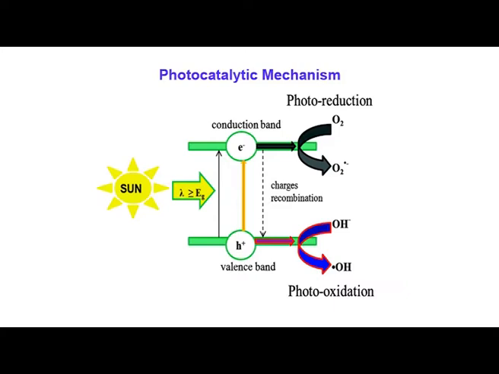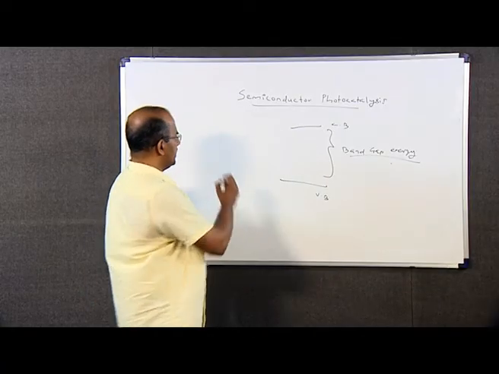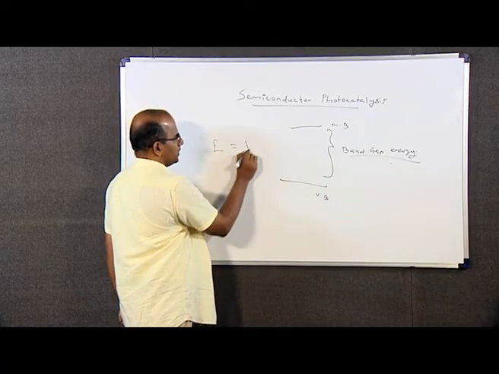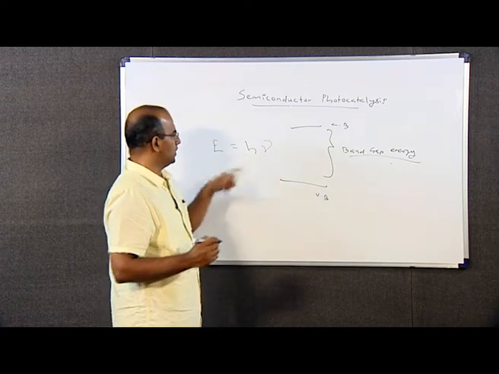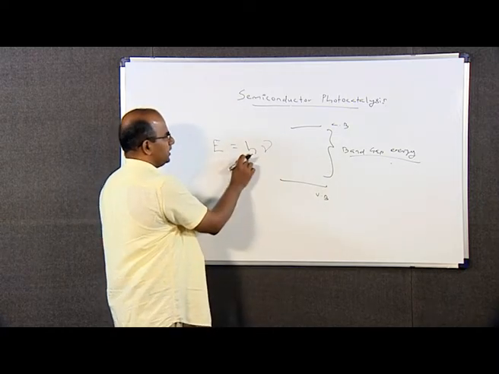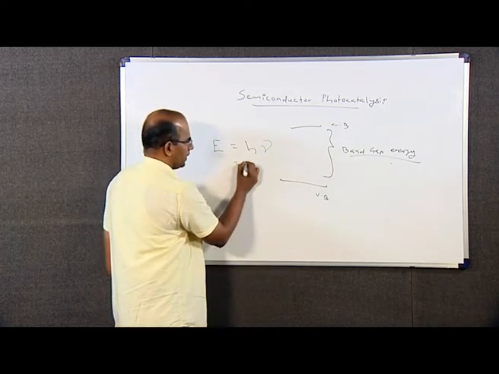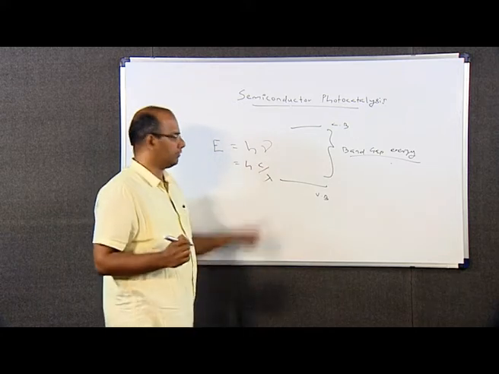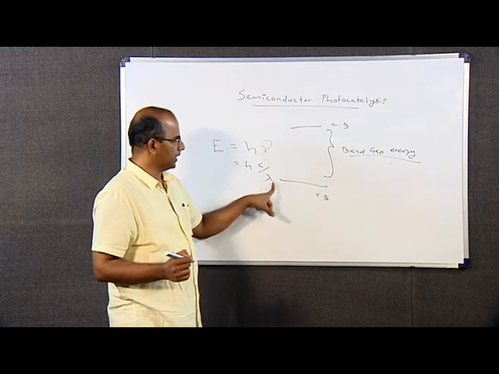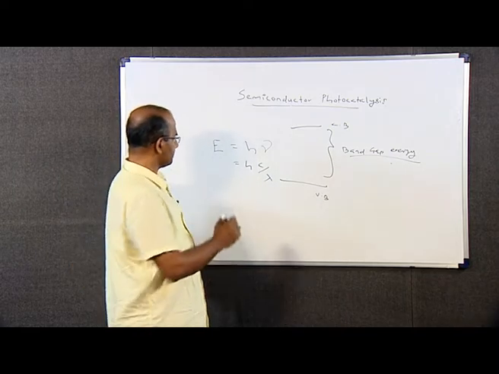Now, we will explain how this photocatalysis happens, or I can explain the photocatalytic mechanism. As I told you, the semiconductor contains a valence band and a conduction band, and the energy difference between the valence band and the conduction band is known as the band gap energy. We can express this energy by an equation, E = hν. E is the band gap energy, h is Planck's constant, and ν can be written as c/λ, where c is the velocity of light and λ is the wavelength.